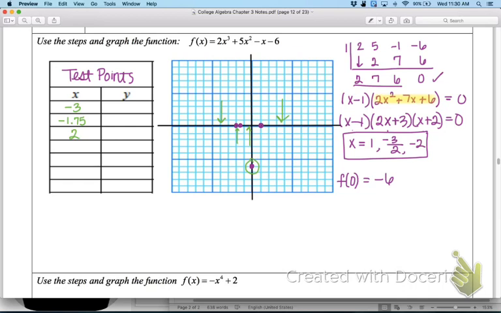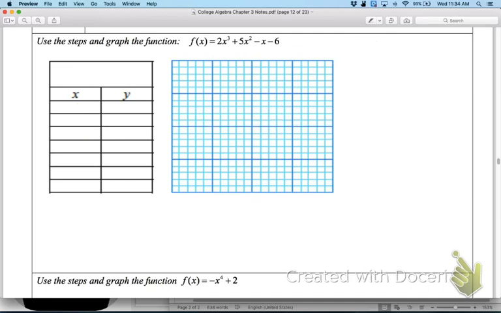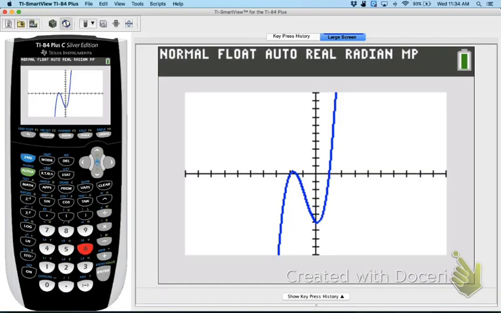Okay, now I'm going to have to clear this off for a second. We can use the graphing calculator to help us figure out these points rather than plugging them back into the equation and taking a long time to figure that out. So let's go back to our graphing calculators.